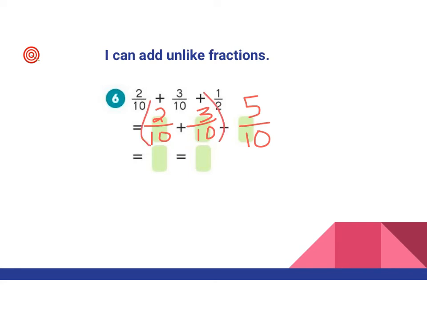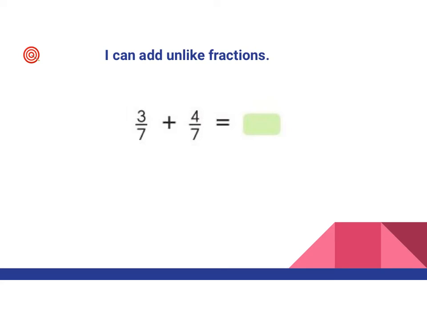Well, 2/10 plus 3/10 is 5/10. And then if I add another 5/10 to that, I've got 10/10. If I have 10 tenths, I have 1 whole. So the answer to this problem of 2 tenths plus 3 tenths plus 1/2 is 1. I've eaten the whole pizza.